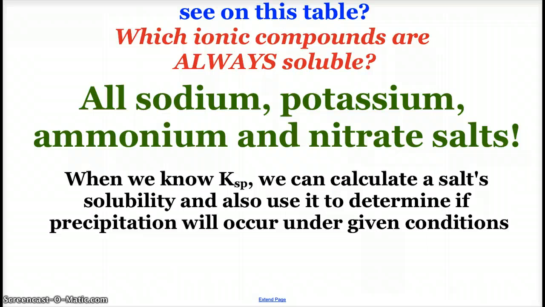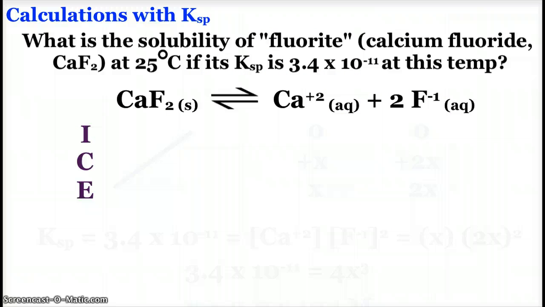And then, as it says there, when we know Ksp, then we're able to do different calculations, more exciting than just calculating Ksp. So first off, we can calculate the solubility. What is the solubility of fluorite, which is calcium fluoride, at our magic 25 Celsius, and we know the Ksp.